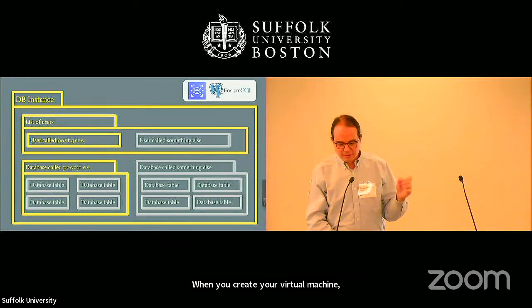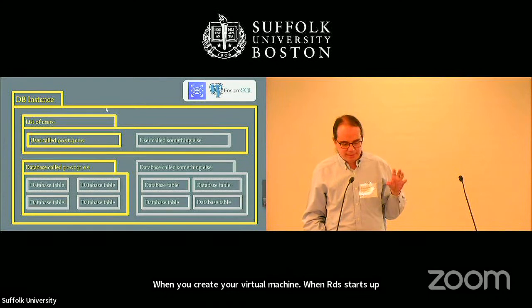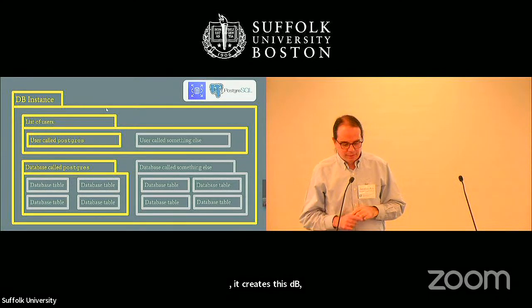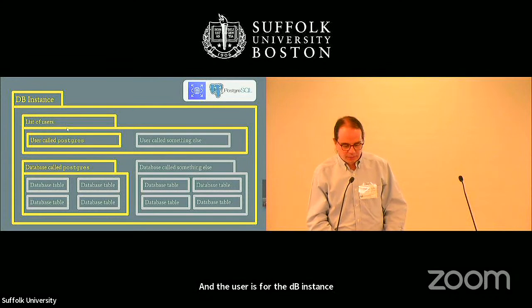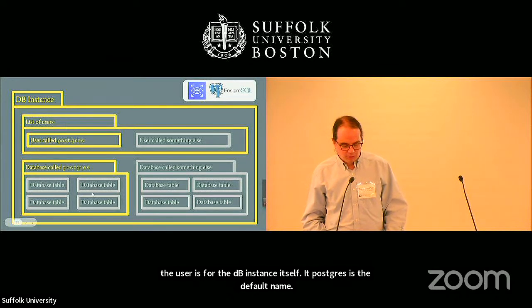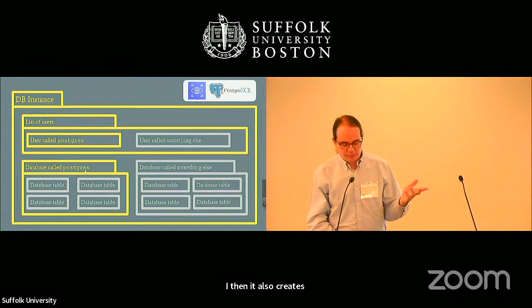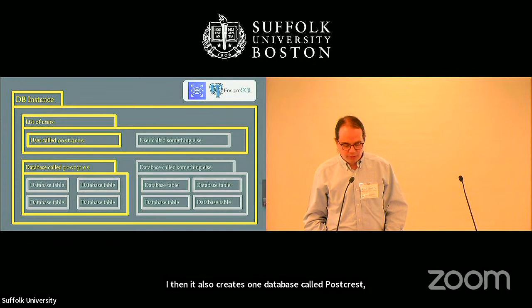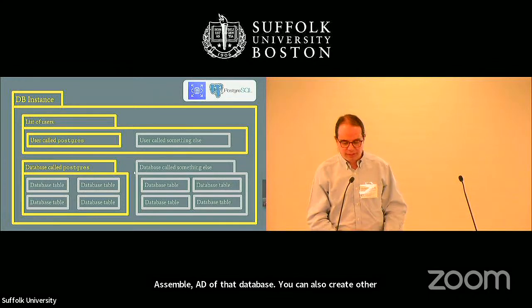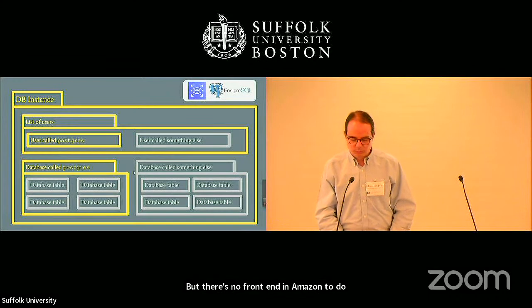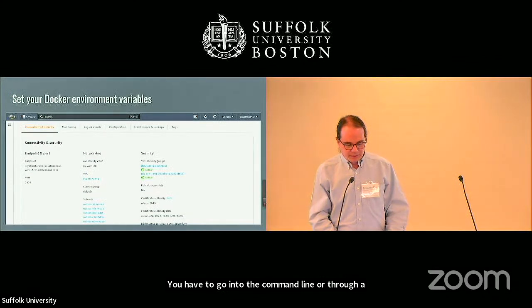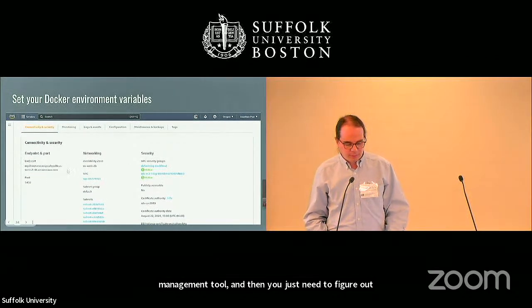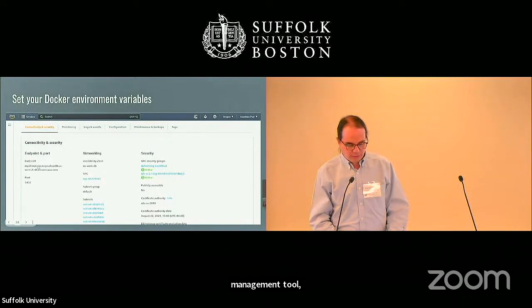When RDS starts up, it creates this DB instance, which is a Postgres instance, and it'll create a user. And the user is for the DB instance itself. Postgres is the default name. And then it also creates one database called Postgres. And you can run Docassemble out of that database. You can also create other users or create other databases, but there's no front end in Amazon to do this. You have to go in through the command line or through a management tool. And then you just need to figure out where your RDS database is hosted, find its endpoint, which is just a web address.